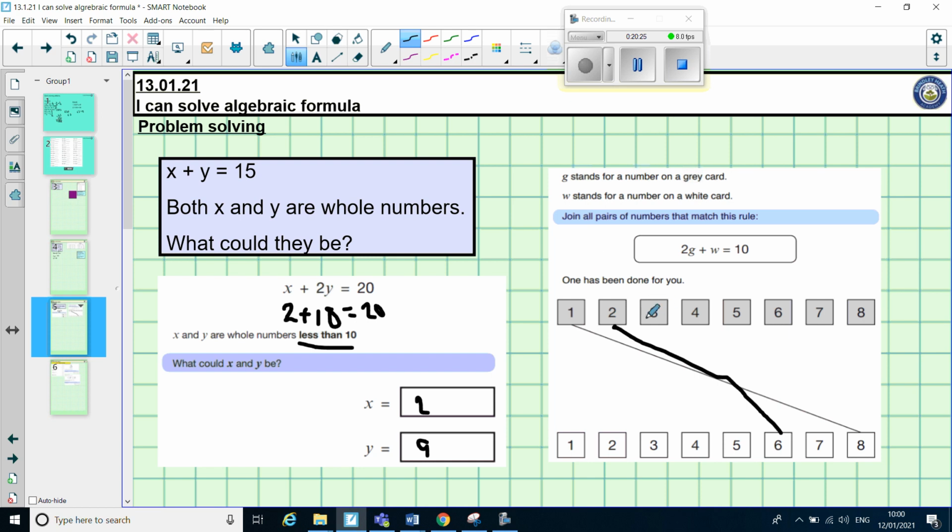Okay, next let's think about the number 3. 2 lots of 3 is 6. Add something equals 10. Okay, hopefully you know the missing number there is 4. Okay, I'd like you to pause the video now and see what other pairs of cards you can find to fulfill this equation.